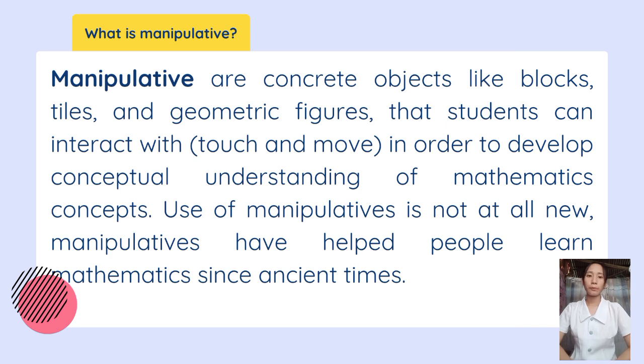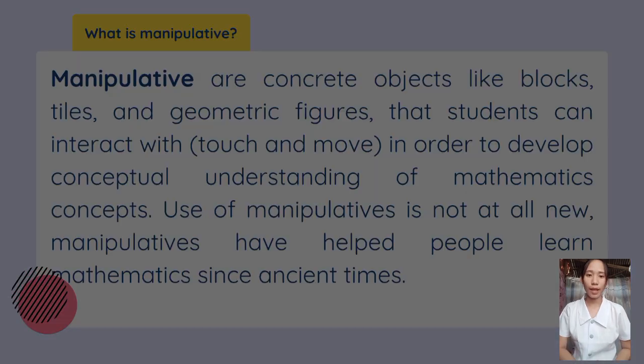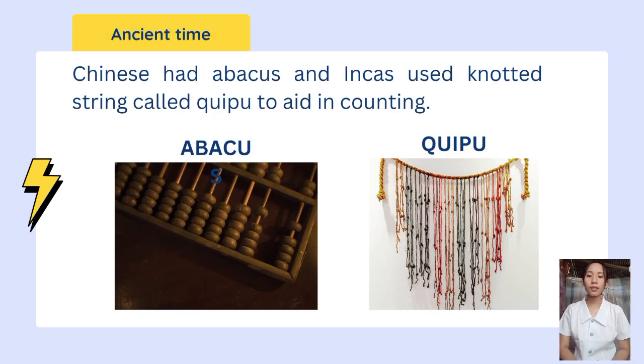The use of manipulative is not all new. Manipulatives have helped people learn mathematics since ancient times. So in ancient times, Chinese had abacus and Incas used knotted string called kipo to aid in counting. In the example above, Chinese had the abacus and katong ang Incas or called kipo mao na ilang gigamit for counting.